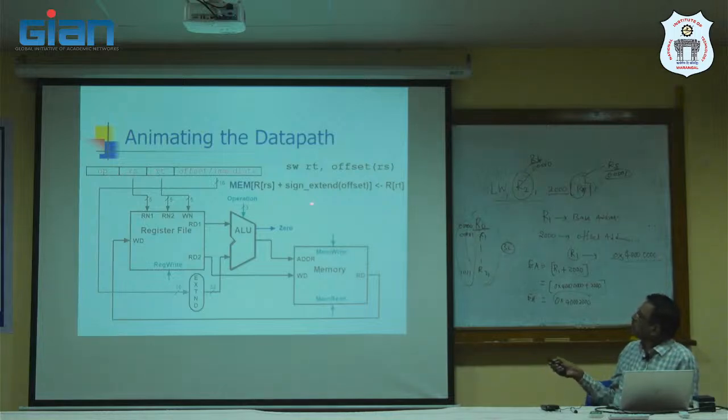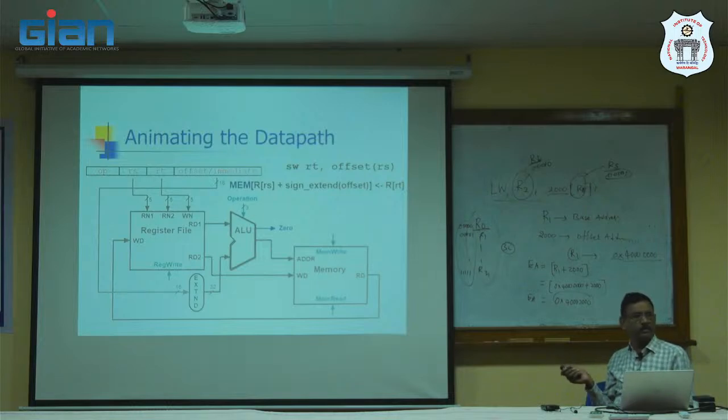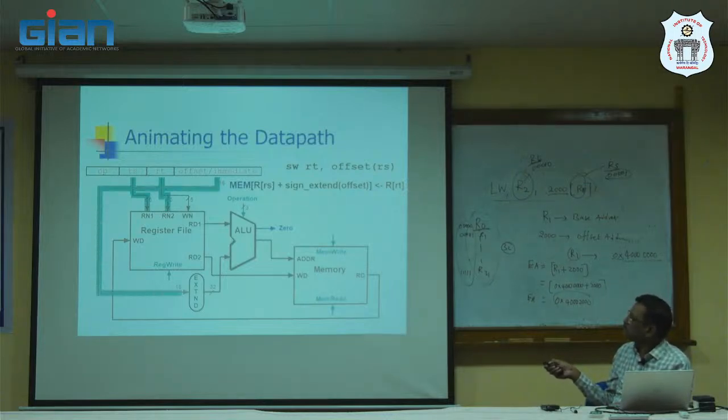Okay. So with sign extension, the memory address is the base address plus the sign extension of this offset, that is a 32-bit address, and the content of the RT register value will be written to this memory location. If you see that animation here, you can understand easily. Here we are reading the two registers, and this is the offset address. Sign extension to 32-bit.